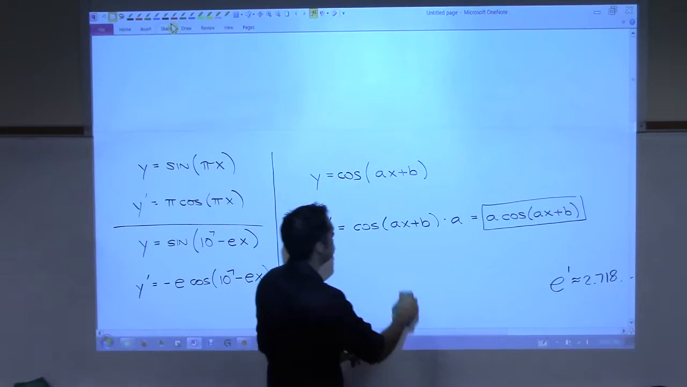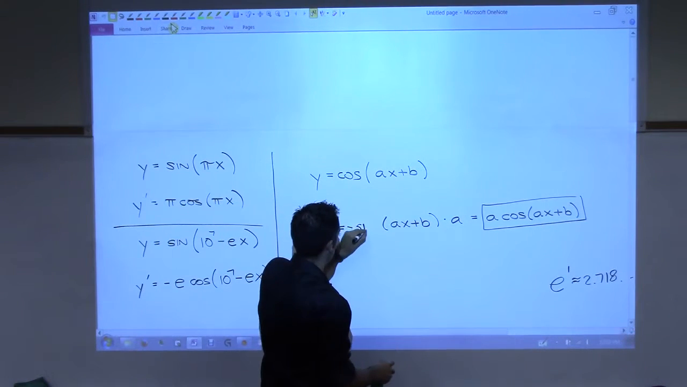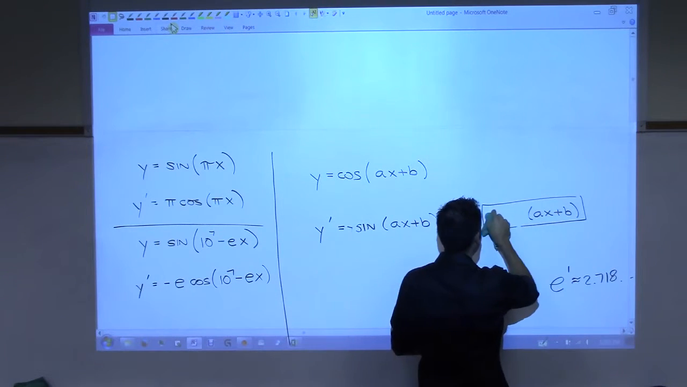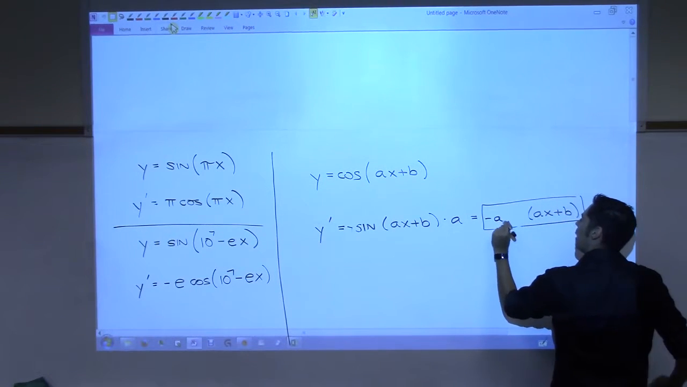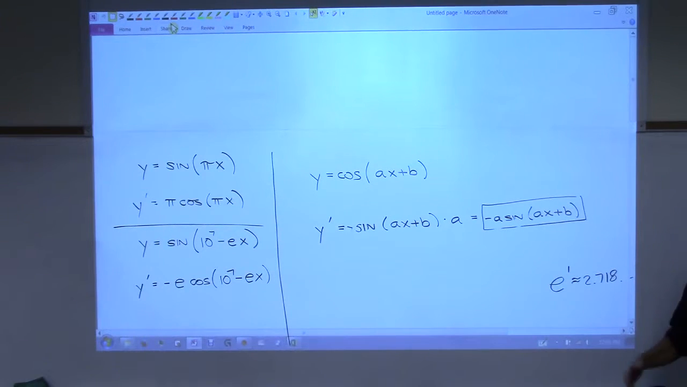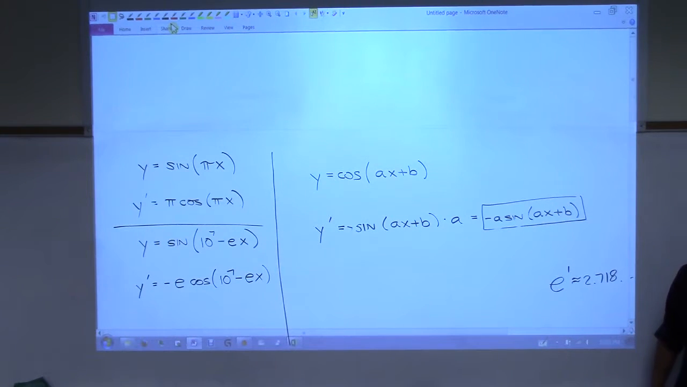Now, what would happen if I change this general formula to cosine? The only difference would be negative sine, right? And you'd still get the a to pop out. So over here, we would have negative a sine of ax plus b. So you still get the a to pop out, but now it's going to change the sign. Whatever the a was, it'll change it. Got it?